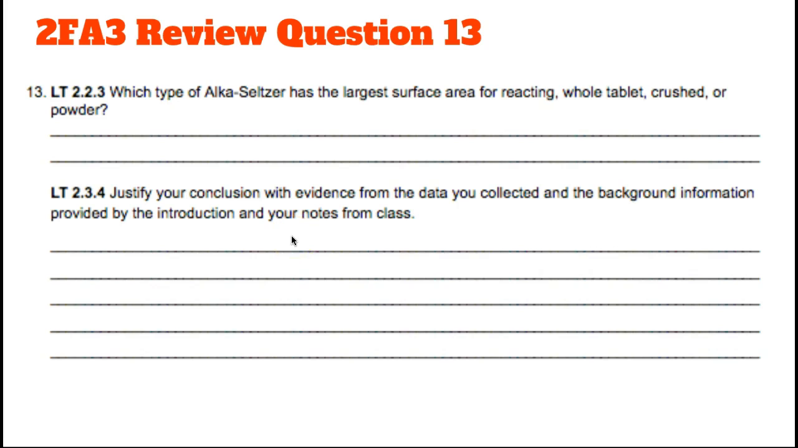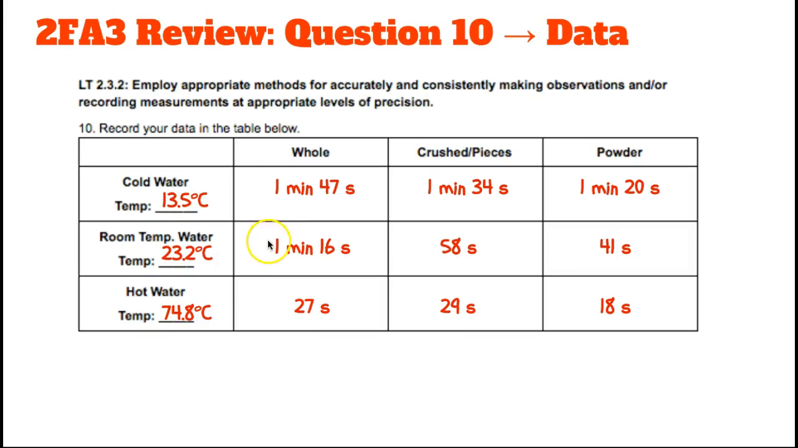For the last question, it's asking us which particle had the largest surface area, or which type of Alka-Seltzer had the largest surface area for reacting. The whole tablet, the crushed, or the powder. And what this really means is which one had the most particles available for collisions to occur. And so based on our data table, what we're going to look at is which trials had the fastest reaction time. And if we look overall, the powdered had the fastest reaction time regardless of the temperature.